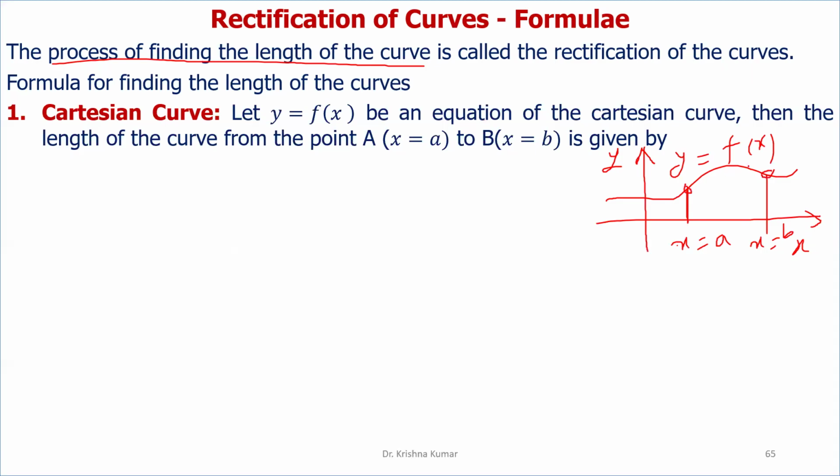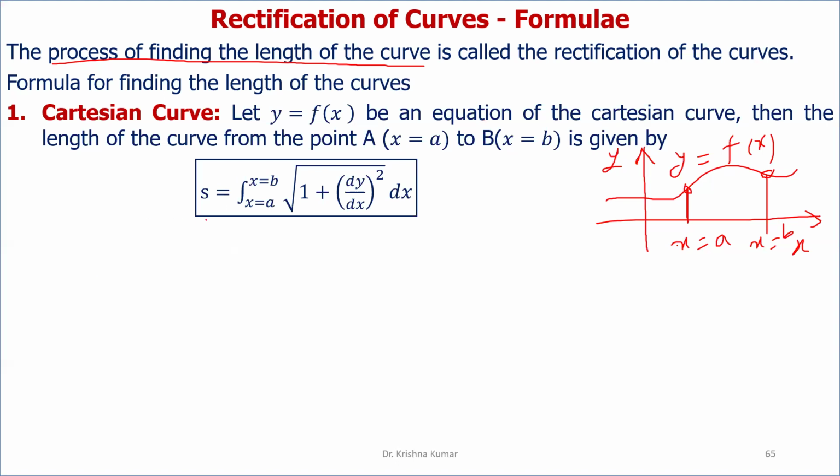The formula is given by s equal to the integration under the limit x equal to a to x equal to b of the square root of 1 plus (dy/dx) whole squared, with respect to x. This is the formula for rectification of the Cartesian curve y equal to f(x). Here x is the independent variable and y is the dependent variable.